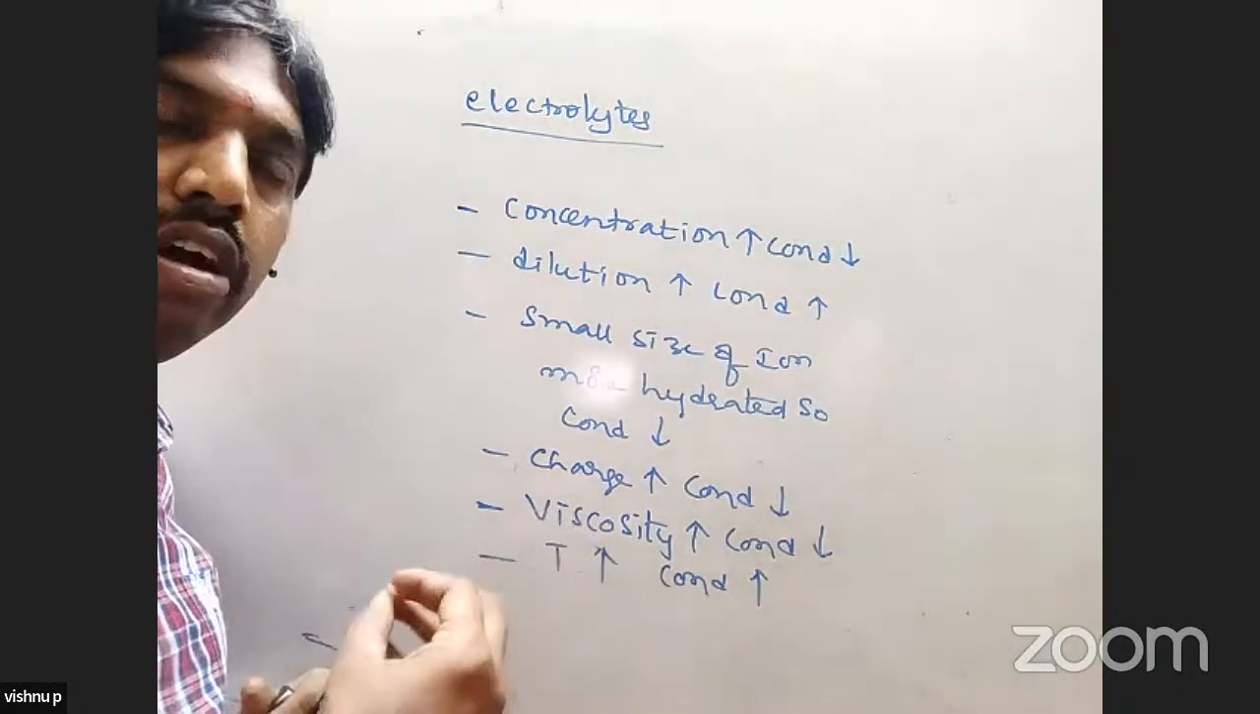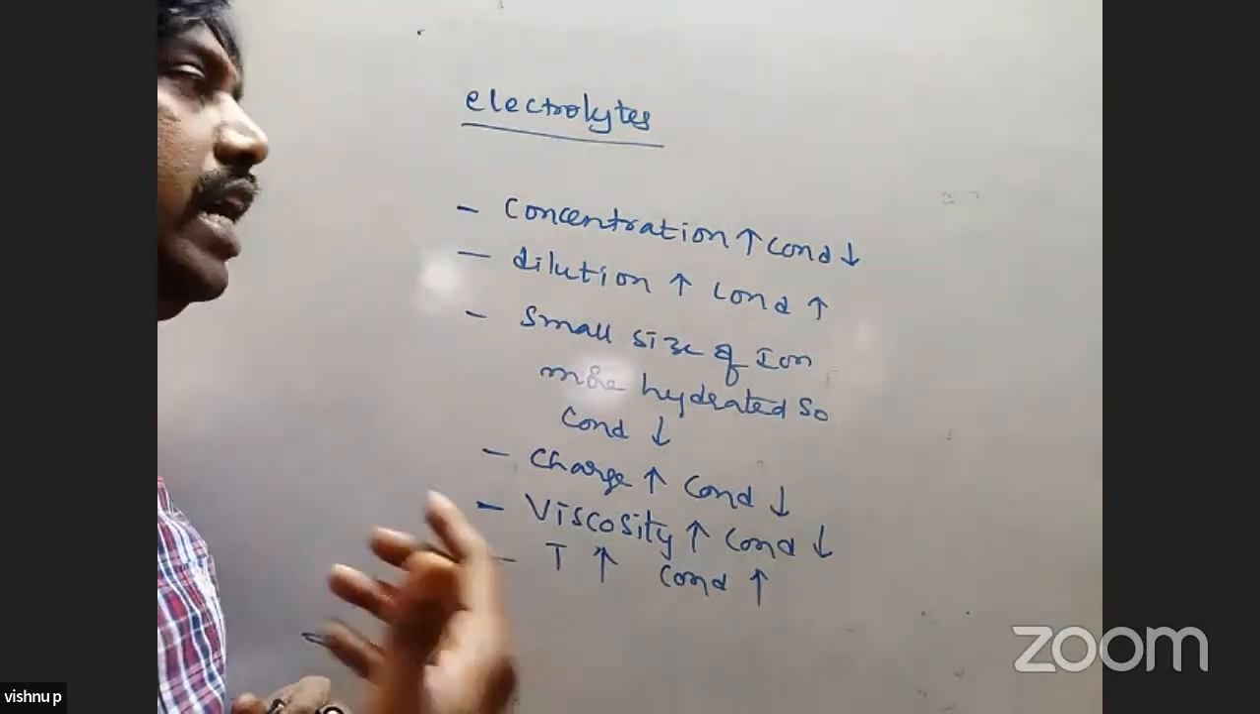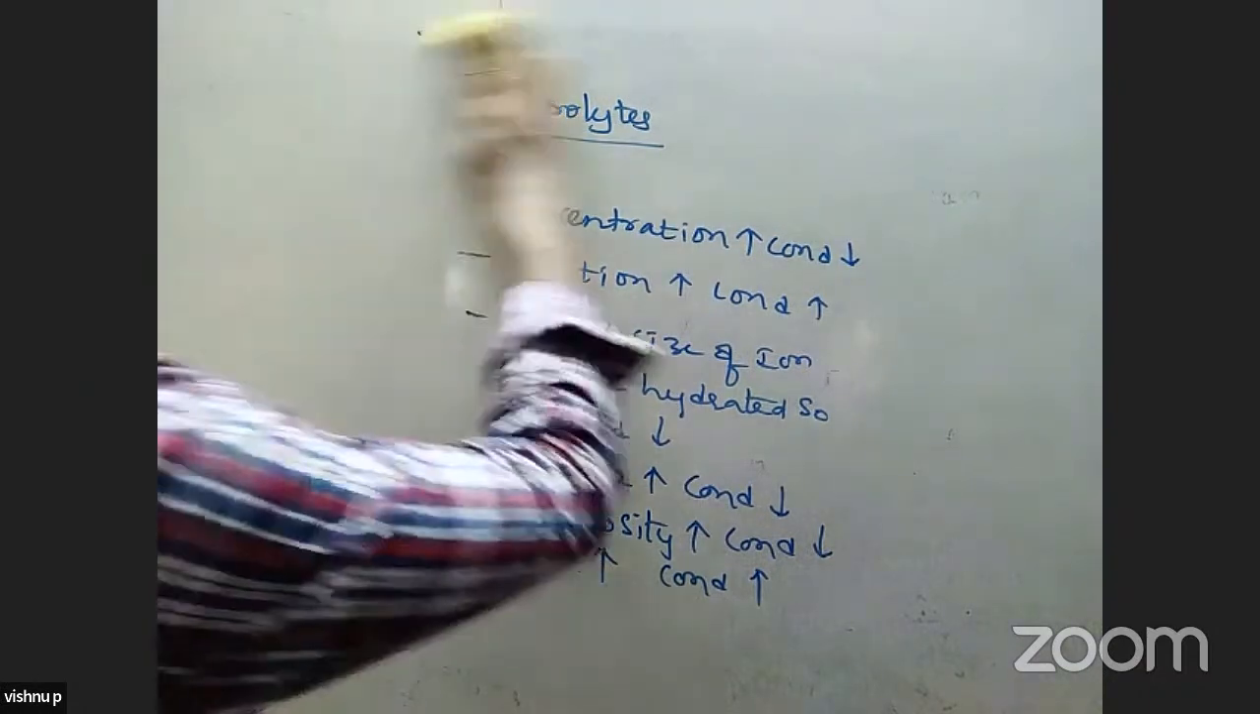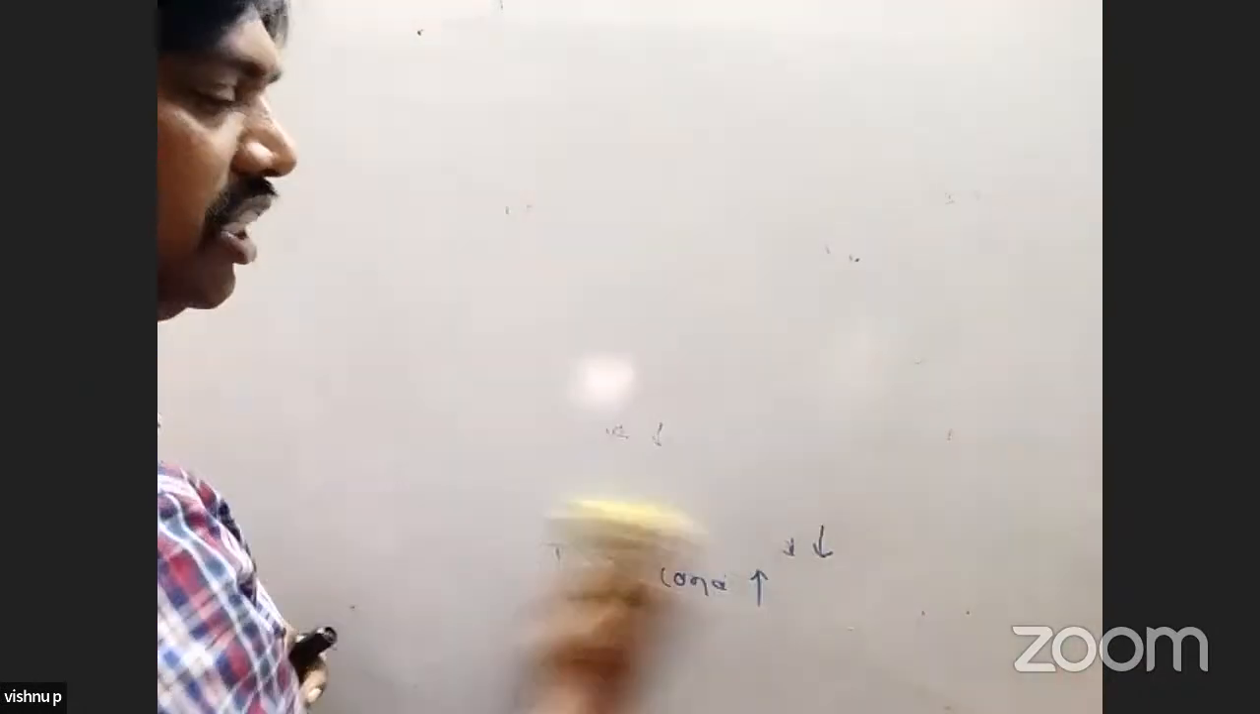As temperature increases, ionic mobility increases, so conductivity also increases. So for electrolytic conductors, what is the quantitative relation between the amount of substance deposited and how much electricity is passed? That can be explained by Faraday's laws. There are two Faraday's laws: Faraday's law 1 and Faraday's law 2.